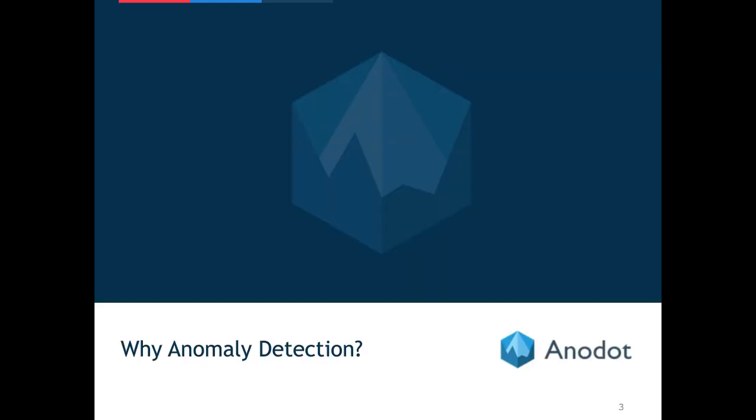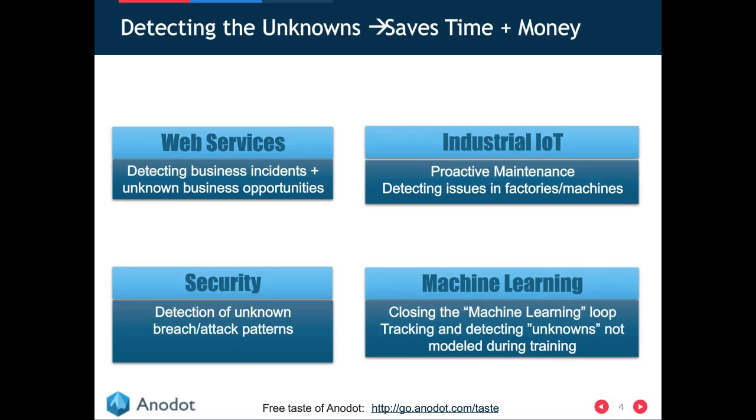So why do you need anomaly detection at all? If we're looking at various industries, basically anomaly detection detects the things that are unknown in data, and that typically saves time and money, or both. If we're looking at common use cases of anomaly detection in web services, it's a very common use case to detect business incidents and detect unknown business opportunities from the data. So basically, business incidents, and I'll describe a few, could be anything that impacts your revenue or any type of incident that could affect your system.